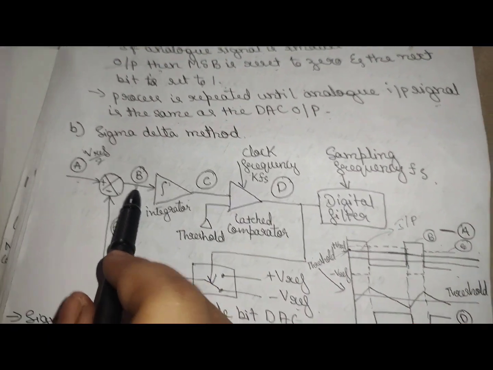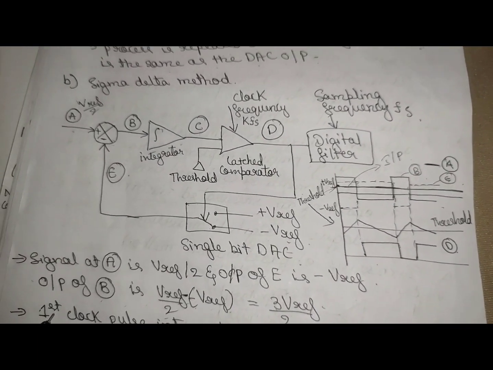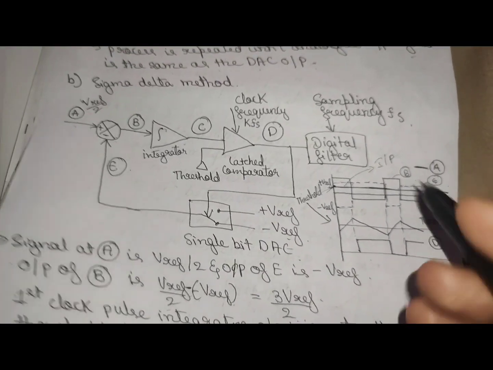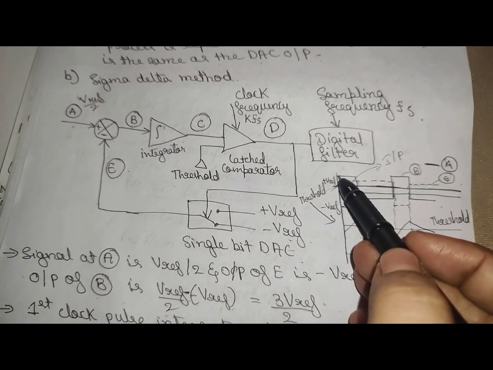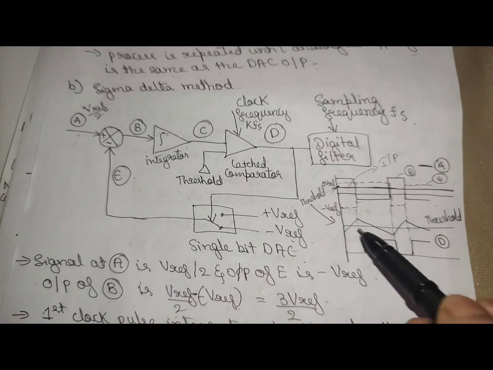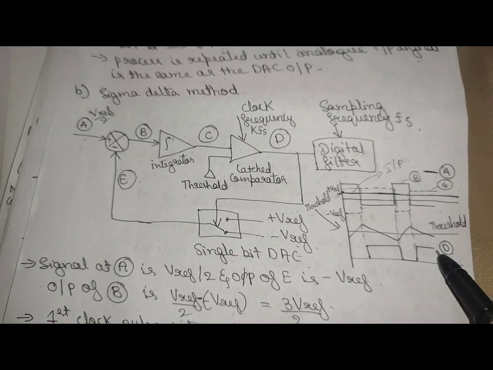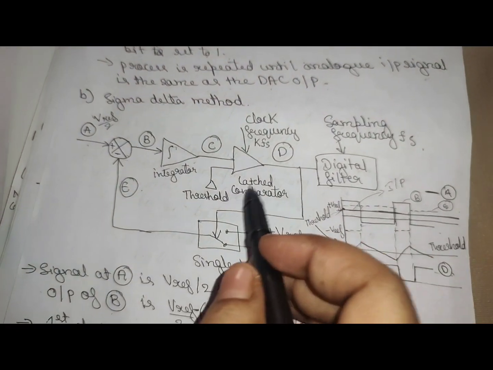B we get as 3V reference divided by 2. The output of B is 3V reference divided by 2, this waveform. And this is the threshold waveform, and this is the output of D, that is the latched comparator.